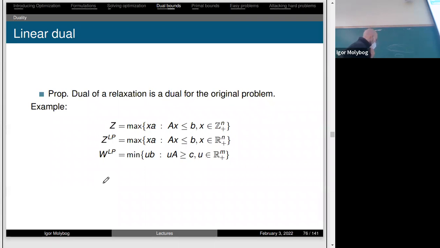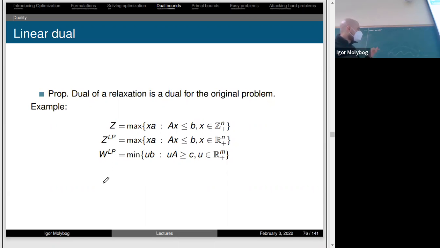How to understand this? Let me draw the picture so that I make sure that you remember this. So let's draw a relaxation. We have this objective function f, and now we first of all extend the domain to x dash, and we have a different objective function f dash. We are talking about a maximization problem. This is our original problem and the relaxation.